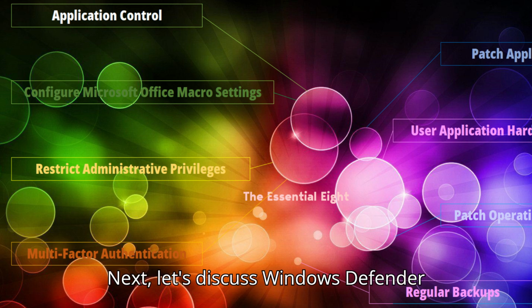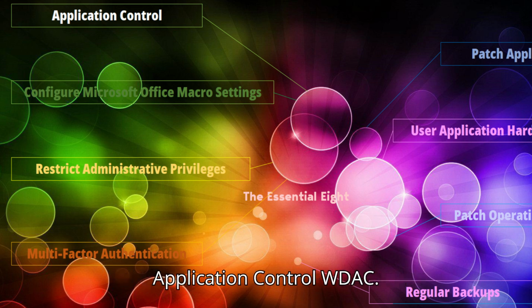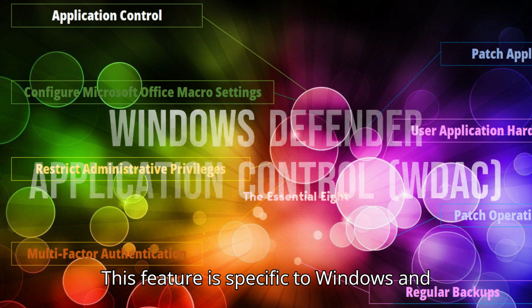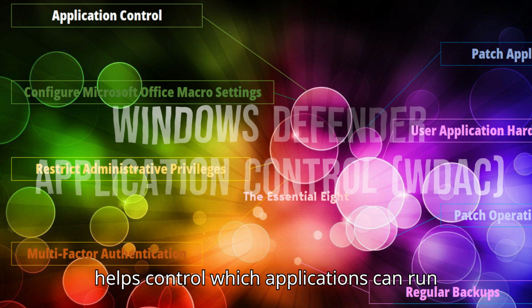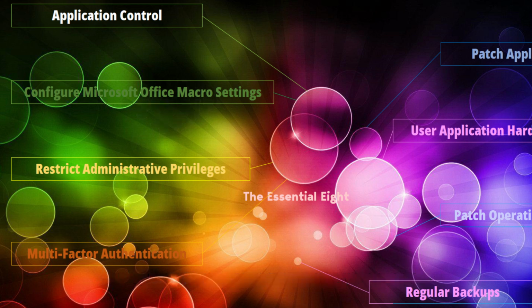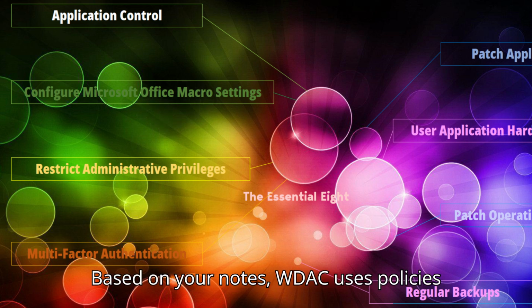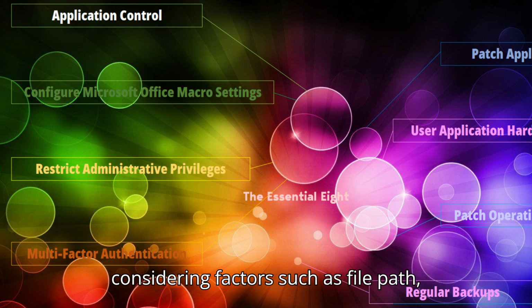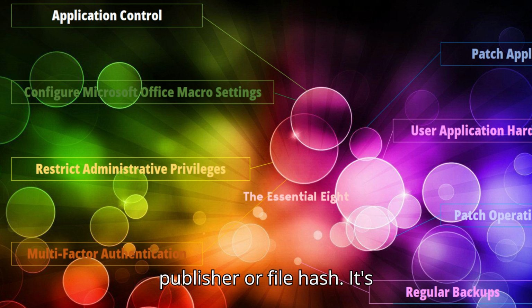Next, let's discuss Windows Defender Application Control, WDAC. This feature is specific to Windows and helps control which applications can run on Windows devices by enforcing code integrity policies. Based on your notes, WDAC uses policies to limit which applications can run by considering factors such as file path, publisher, or file hash. It's usually deployed and managed through Group Policy, PowerShell, or Microsoft Endpoint Manager.